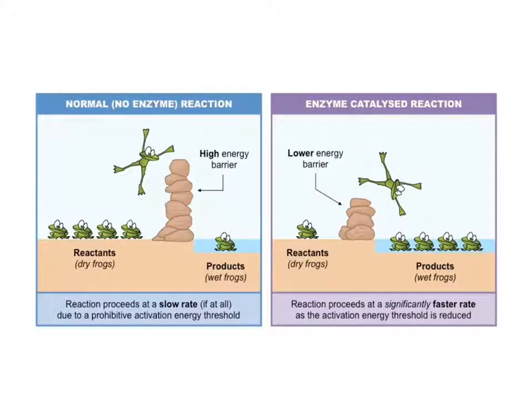We can think of the activation energy as a barrier that must be overcome. So in this example, we have the reactants, the dry frogs, and they have to overcome this rock wall barrier to get to the water and become the products, wet frogs. Without enzymes, we see that this is a very steep barrier that they must overcome. When we add enzymes to the reaction, this is going to lower the energetic barrier and make it easier to get over the hump and into the product zone. So this helps us speed up chemical reactions and makes them run much more rapidly inside our bodies.